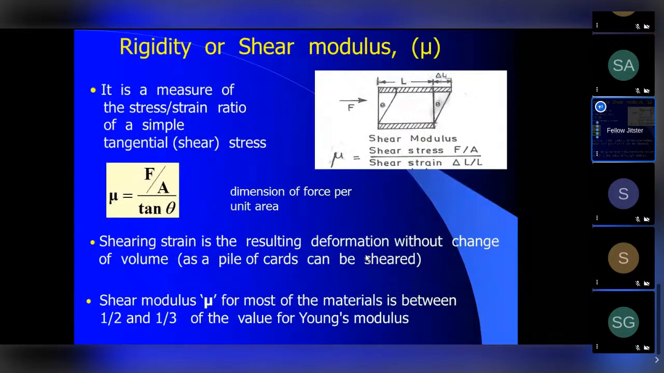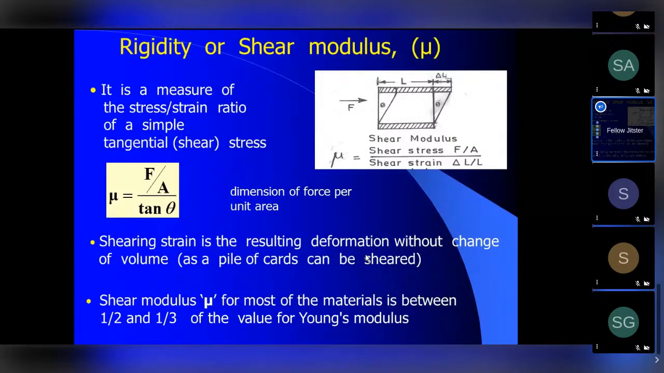It is a measure of the stress-strain ratio of a simple tangential shear strength. You can look at the diagram on the left-hand side, and you can see the shear modulus is shear stress divided by shear strain. In this case, you apply the force parallel to that hatched part, and what happens is it shears off. The English word shear means tearing or cutting, whatever you can call it. So that's why shearing has come.